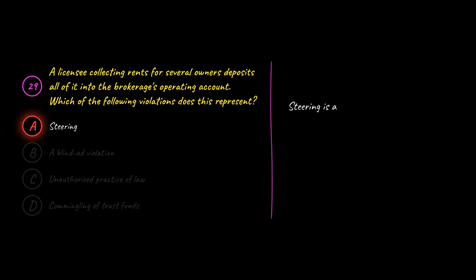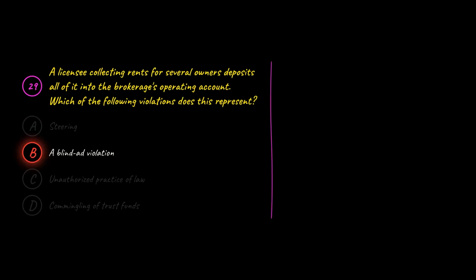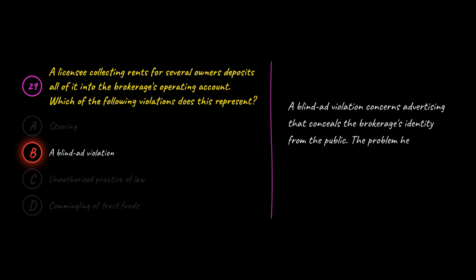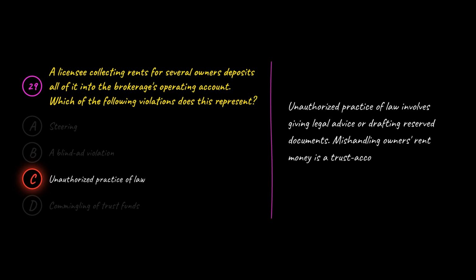A is wrong because steering is a fair housing violation involving directing buyers by protected traits. It has no connection to how a property manager deposits the rent she collects. B is wrong because a blind ad violation concerns advertising that conceals the brokerage's identity from the public. The problem here is mixing owner's rent with operating money, a trust fund failure that has no connection to advertising disclosure. C is wrong because unauthorized practice of law involves giving legal advice or drafting reserved documents. Mishandling owner's rent money is a trust account violation, not a legal practice issue.